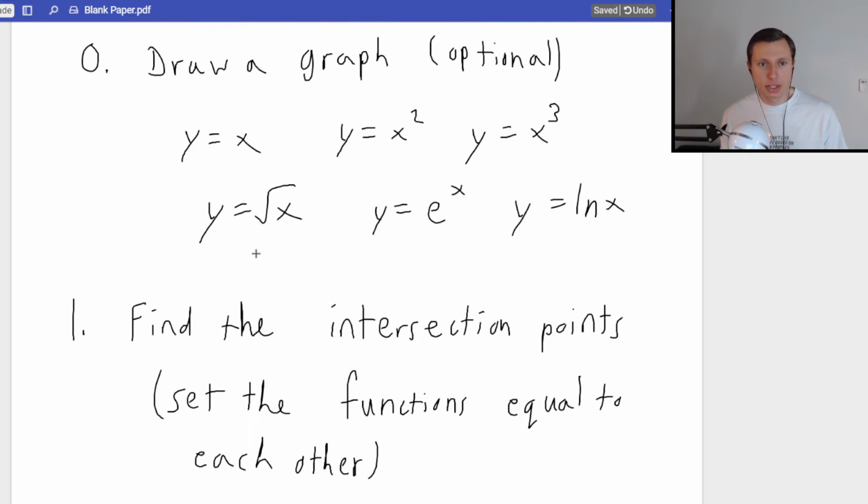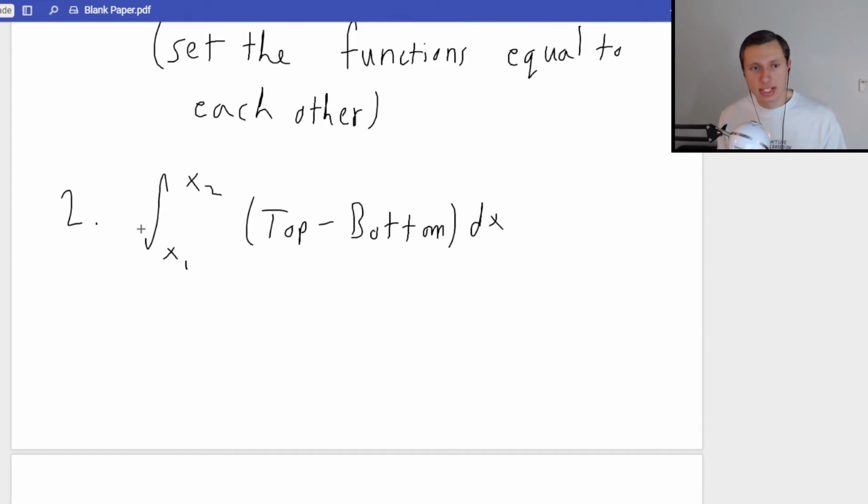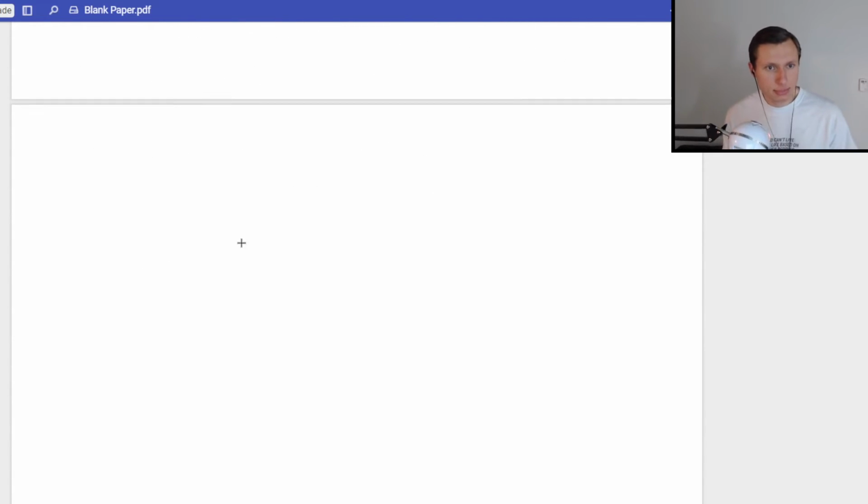Okay, so we're going to follow this 3-step process. Step 0, draw a graph, which is technically optional, but we're going to do it for most of the problems today. The real step 1, find the intersection points by setting the functions equal to each other. And step 2, find the integral from x1 to x2 of the top minus the bottom dx. This is the most important step, step number 2, which is why we're going to spend the most time on it. Okay. So now, here's the first problem.